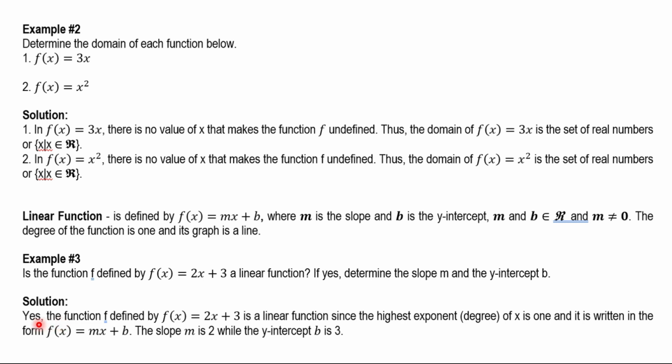So since this is a linear function, we can now determine the slope m. So where is the m? M is the coefficient of x, the number beside x. So meaning our m is 2, or the slope m is 2. And b, the y-intercept, this one, is 3. So our y-intercept b is 3.